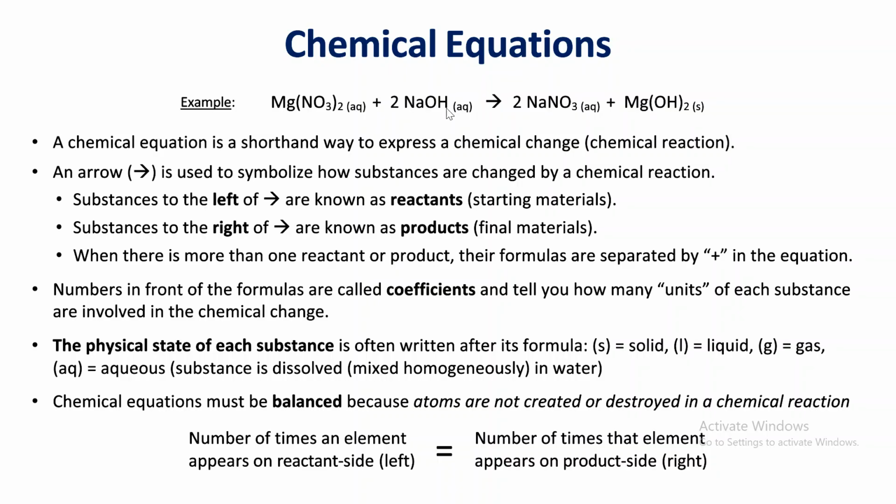Let's check the oxygens. Two times three, we got six oxygens plus two times one. So we have a total of eight oxygens on the left. Let's check the oxygens on the right. Two times three is six, and then plus two times one, that's eight. So also the oxygens are balanced.